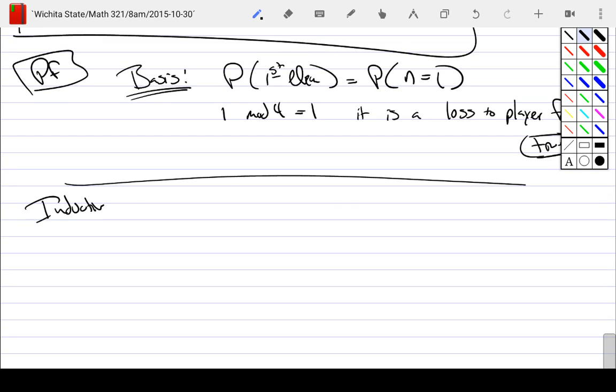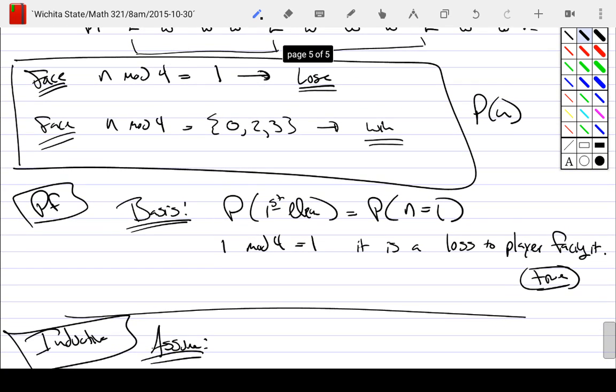Inductive. What am I going to assume? I assume that this modulus rule works. You take the mod. If you see a 1, you're going to lose. If you see a 0, 2, or 3, you're going to win. I assume that this works for what? 1 stone, 2 stones, up to k stones.